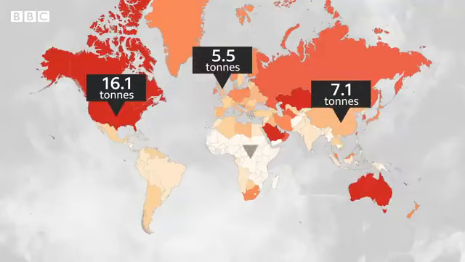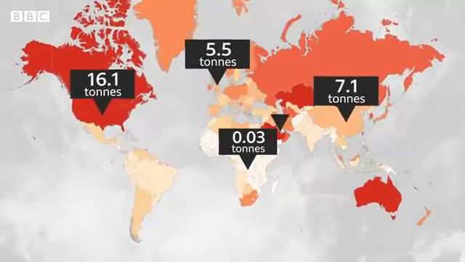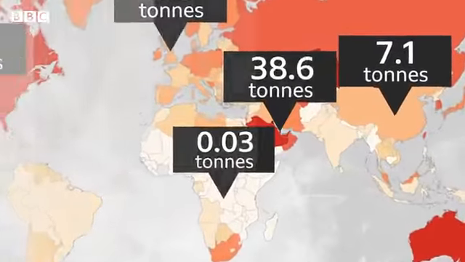But in the Democratic Republic of Congo it's only 0.03 tonnes, while in Qatar, which has a really small population but produces so much oil and gas, it's 38.6 tonnes. Now that's just production. It doesn't take account of all the other things we've talked about, how much you consume. But obviously the more money you have, the more you tend to consume.